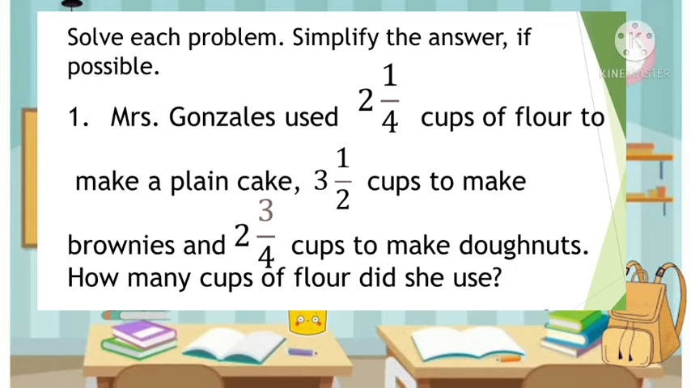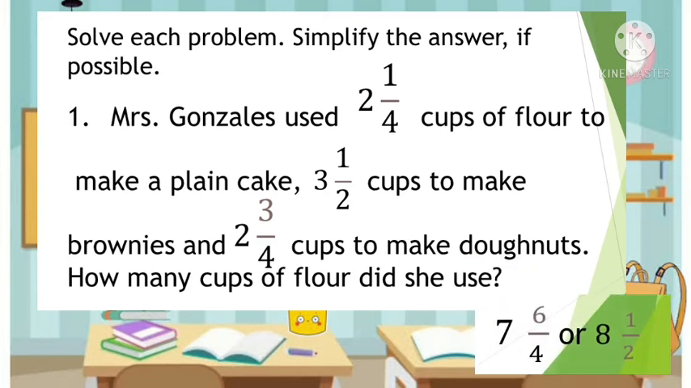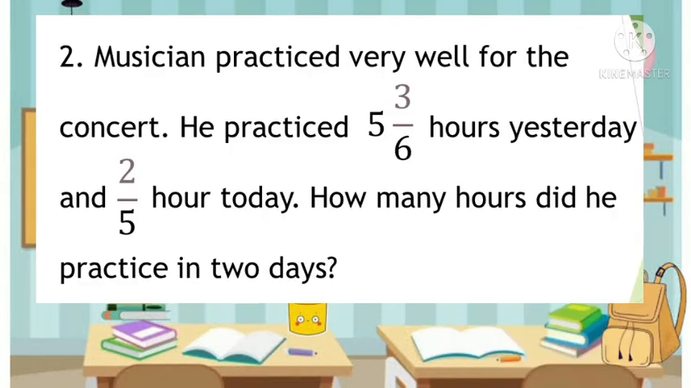Okay, time is up. The final answer is 7 and 6/4, or to simplify, it is 8 and 1/2. Now, let us proceed to number 2.